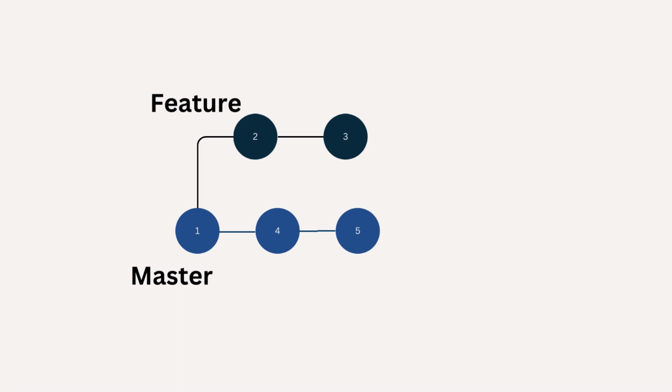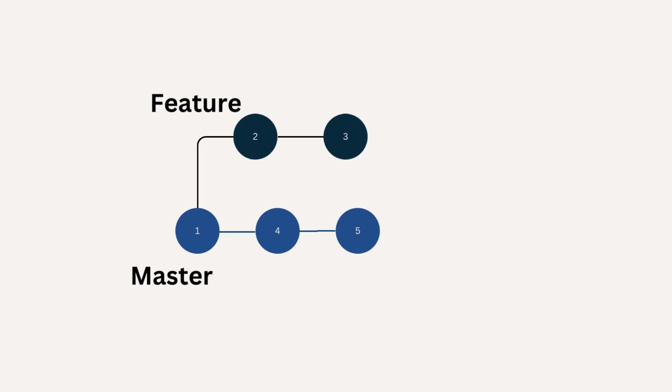Another option I have is to rebase it. So earlier when I created my feature branch, it was created from 1. That was the latest commit in master at that time. Later 4 and 5 were added to the master. So I can rebase it so that my feature branch will point to 5. 5 is the latest in master right now.